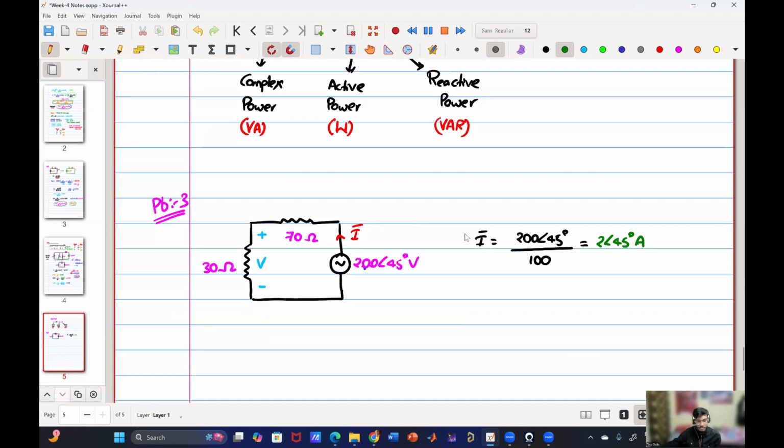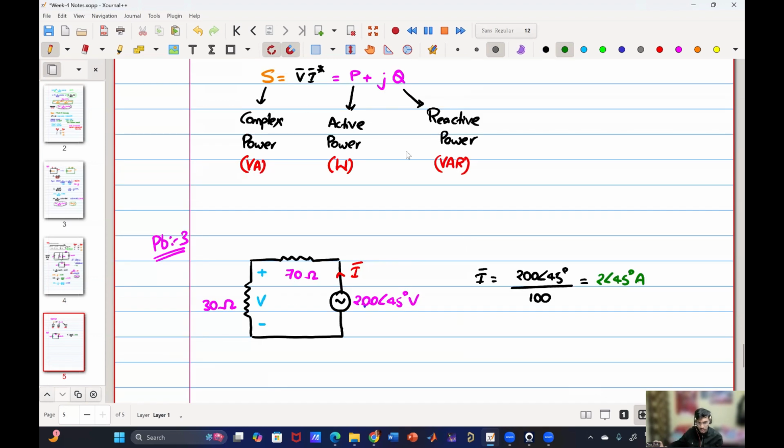Now can you substitute this V phasor and I phasor and calculate S? What is complex power? Whoever has calculated, just calculate S. S is nothing but V phasor into I phasor star. Star is nothing but complex conjugate. For R angle theta, the complex conjugate is R angle minus theta. So V phasor is 200 angle 45 degrees. And what is I phasor star? Minus 45, right? So 2 angle minus 45 degrees.